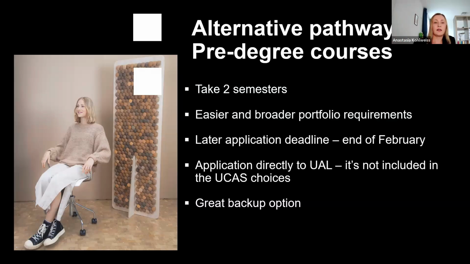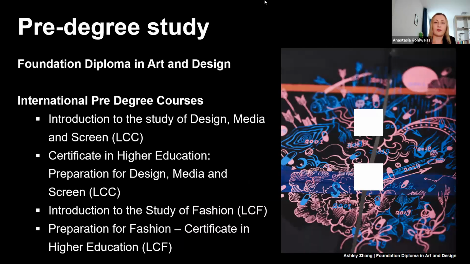Actually, this year I had a very good student from Austria. He applied for 3 different BA courses, and he also applied for 2 pre-degree courses as a backup option. In the end, he received an offer for one of the BA courses and for both pre-degree courses, and he chose to do a foundation course first because he realized that this will prepare him much better for his future BA studies. Here is the list of the pre-degree courses.